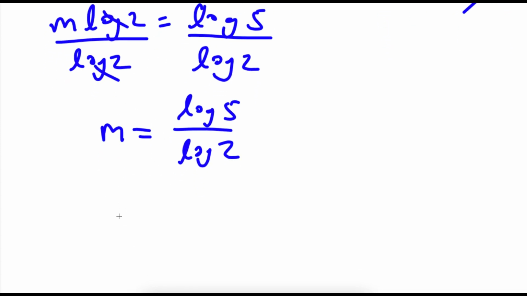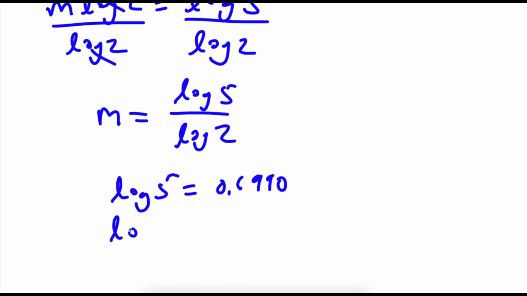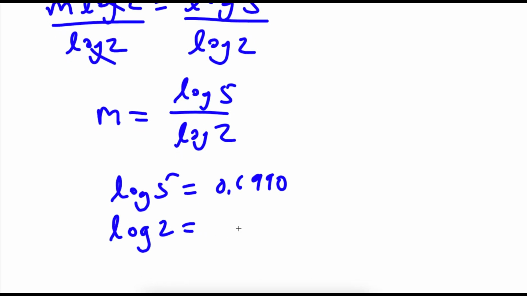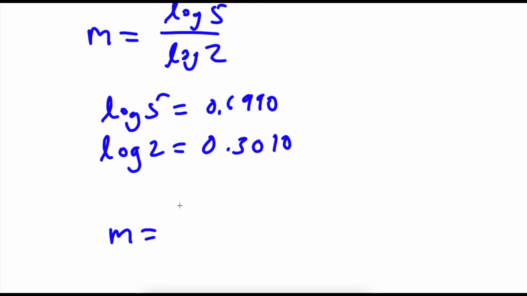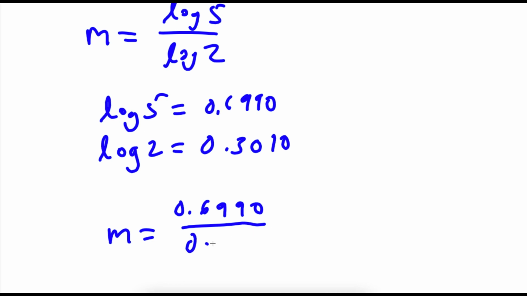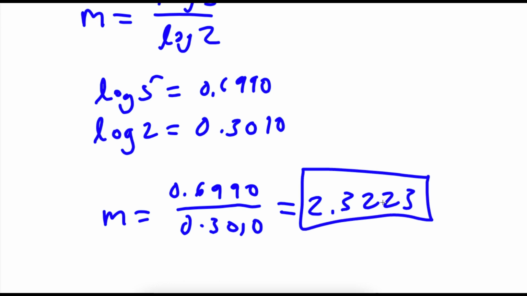Now, log 5 is equal to approximately 0.6990, and log 2 is equal to approximately 0.3010. So now if I substitute these values in, I get m is equal to 0.6990 over 0.3010. And this is approximately equal to 2.3223. So that is our answer.